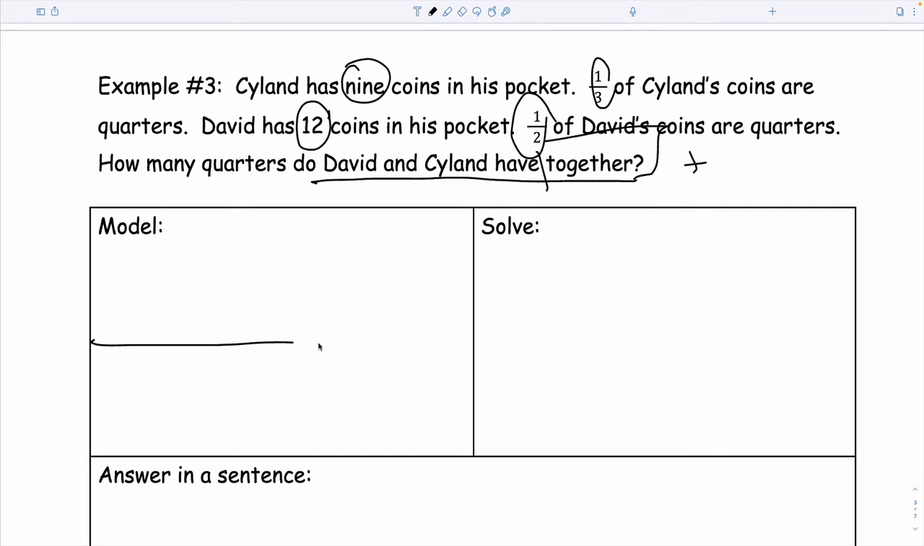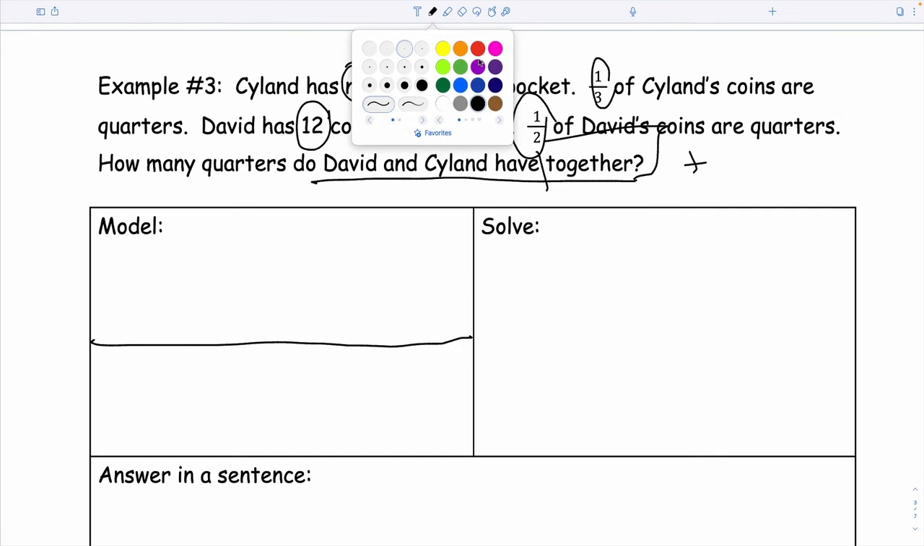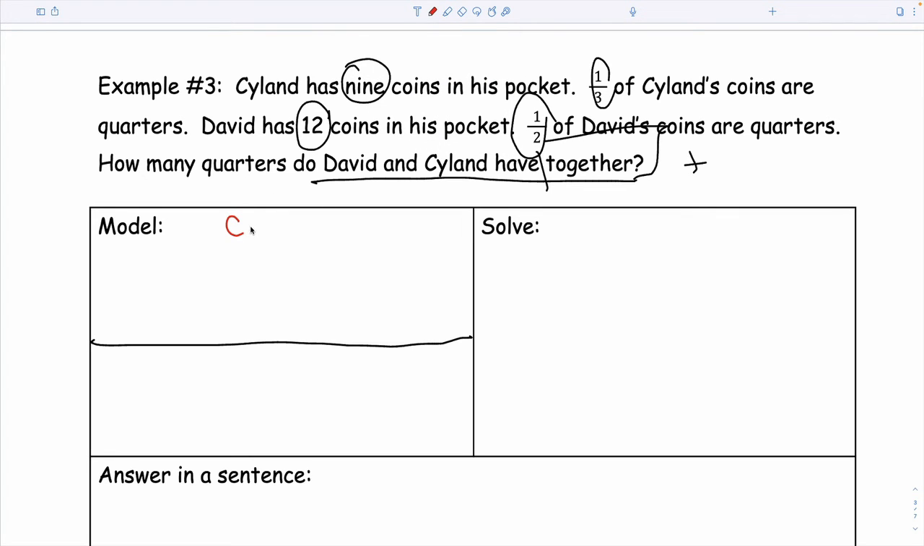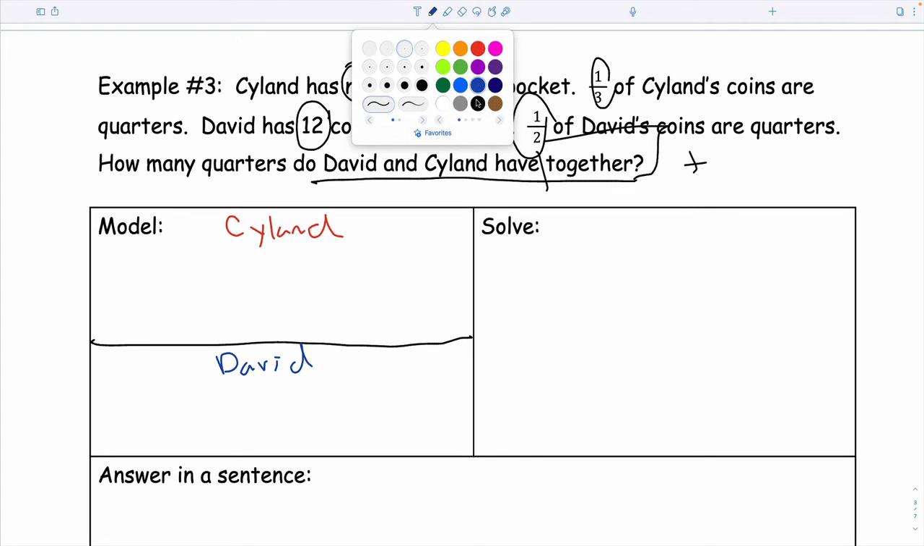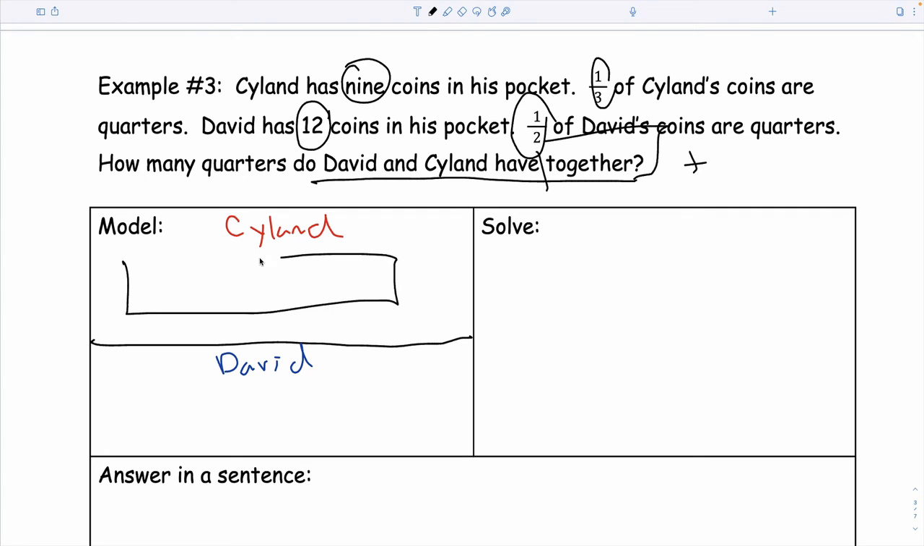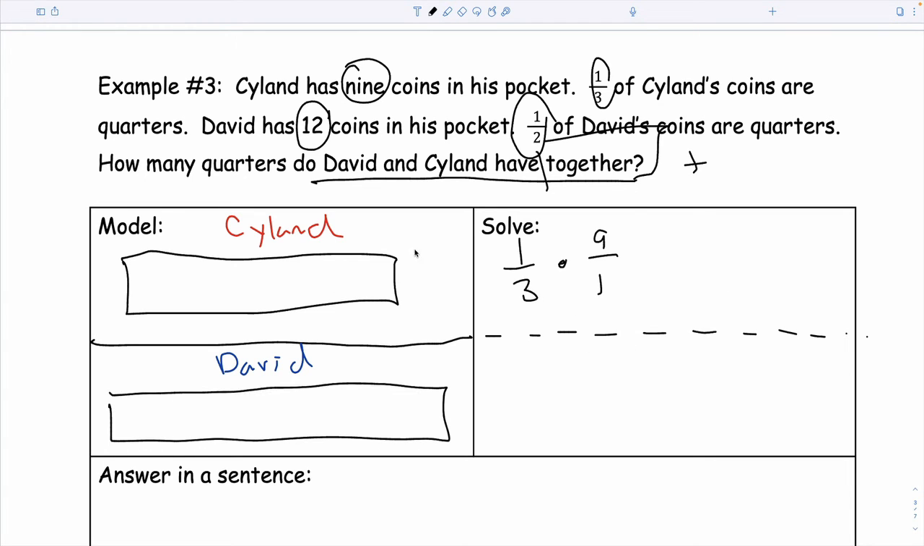For this problem, there are 2 things happening. There are Kylan's quarters or coins. Write Kylan above the top. Write David on the bottom. Board of paper, row 1. So we actually have 2 problems in one. Kylan has 9 coins and 1/3 of them are quarters. Board of paper, make sure you have both of those written. Then you have David's coins. David has 12 coins, and half of them are quarters.